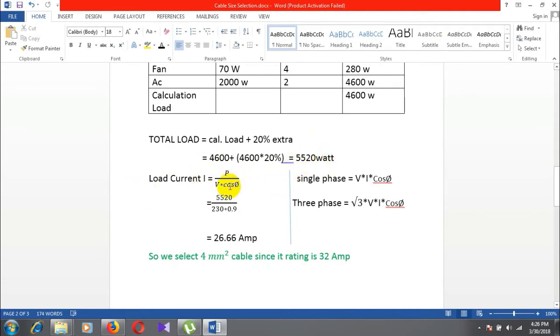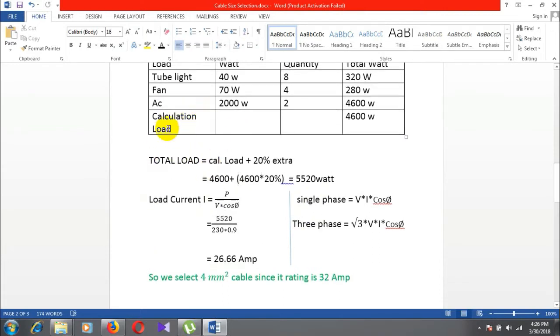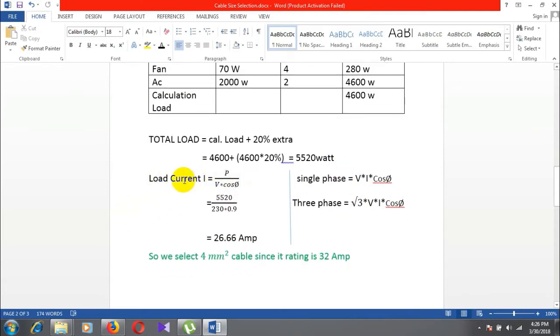Now the most important thing is to find out the load current. Here this is single phase, that's why we use the single phase formula. But if you need the current of three phase equipment, then you can use this formula. So our load current is 26.66 ampere.